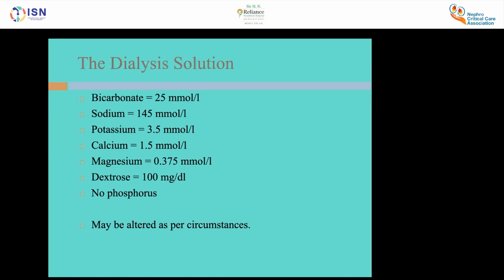The dialysis solution normally consists of bicarbonate of 25 millimole, sodium of 144 millimole, potassium 3.5 millimole, calcium of 1.5 millimole, magnesium of 0.375 millimole, dextrose of 100 mg per deciliter, and there is no phosphorus. This dialysis solution can be altered as per the patient's requirement and particular circumstances.